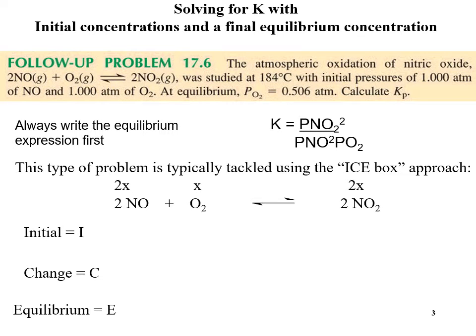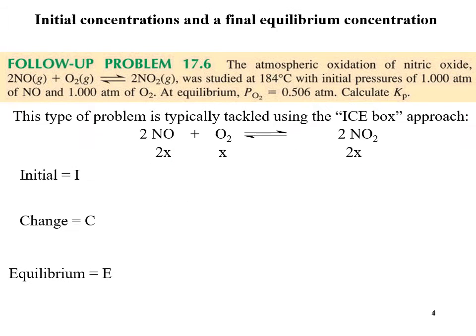So here's a problem solving for K using initial concentrations and final equilibrium concentrations. First, you always have to write your equilibrium expression, because that's our formula. It doesn't matter what problem we're doing, you have to do that. And then we're going to use an ice box. So these numbers right here, 2x, x, and 2x, come directly from the coefficients of our balanced equation, because our ice box is basically set up using stoichiometry, and this is very similar to the BCA chart.